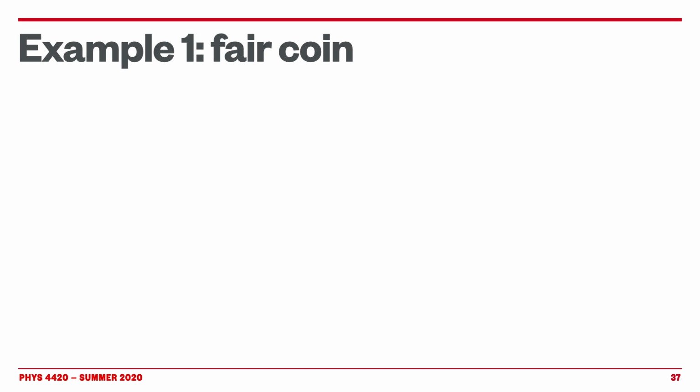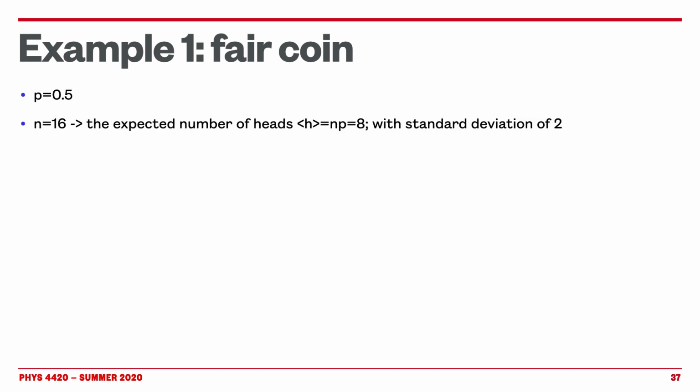A fair coin means that you have a coin and you have a 50% chance to land on head and 50% to land on tail. So the probability of the Bernoulli trial is 0.5. And suppose you do it 16 times. So you take your coin and you check 16 times if it's head or tail. Of course, the expected number of heads, if n is equal to 16, we already know it's 8. Using the formula from the previous slide, expectation value n times p, it's indeed 8. So we are very happy.